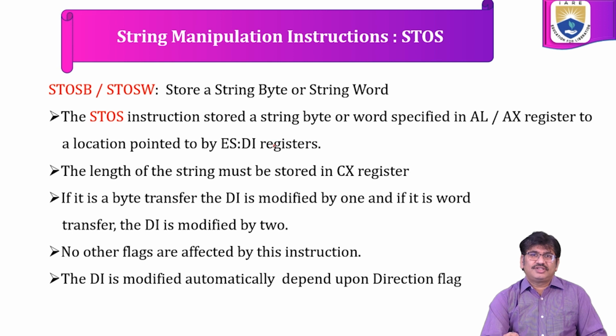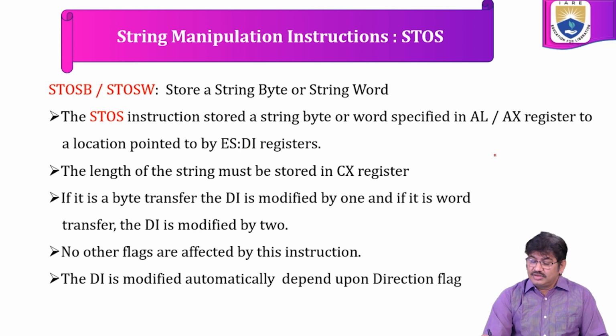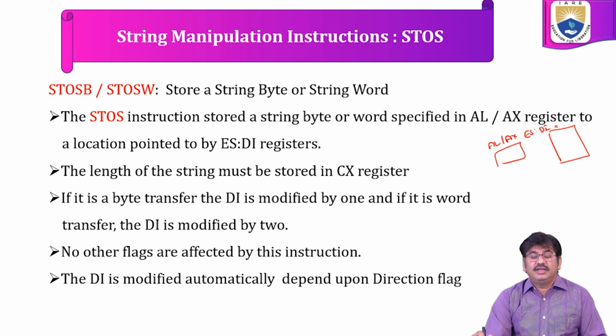The last instruction of the string manipulation instructions is STOSB or STOSW, which is store a string byte or string word. The STOS instruction stores a string byte or word specified by AL or AX register for byte or word into the location which is pointed by ES:DI. So the contents of AL register or AX register will be copied into the memory location which is pointed by ES:DI. The length of this string must be stored in CX register.